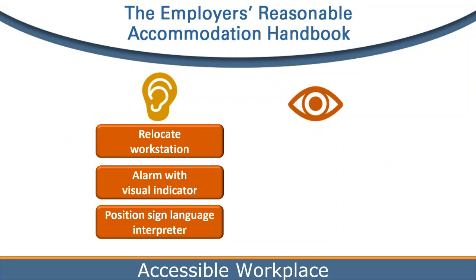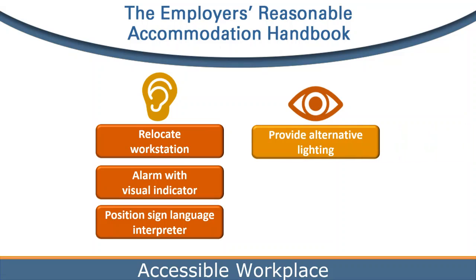Julie, one way to make the workplace accessible for people with vision disabilities is to provide alternative lighting, like removing overhead fluorescent lights and adding task lighting to the area. A workstation could be rearranged or relocated to avoid natural light that might cause a glare on a monitor or permit lighting to be controlled.